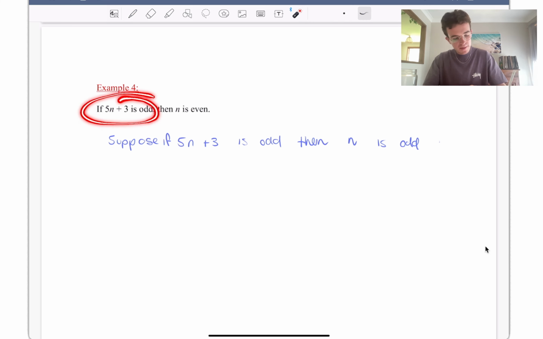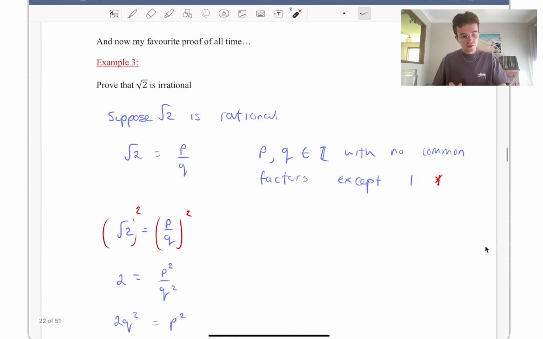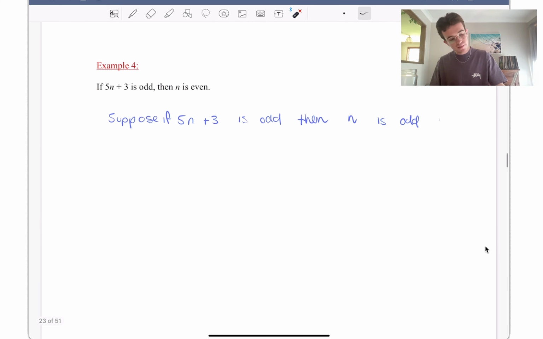So we've got our original statement, and then we're going to come up with some sort of statement that's false. So instead of n being even, we're going to say n is odd. In these proofs by contradiction, we always get the original thing and then a second thing, and we take the opposite of that. In the last one, the original thing was root 2 and the second thing was irrational. The opposite of irrational is rational. Here, the first thing is 5n plus 3 is odd. The second thing is n is even. So what's the opposite of even? It's being odd. So we're going to suppose that this is true.